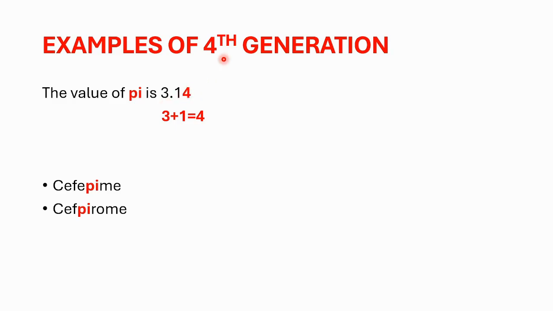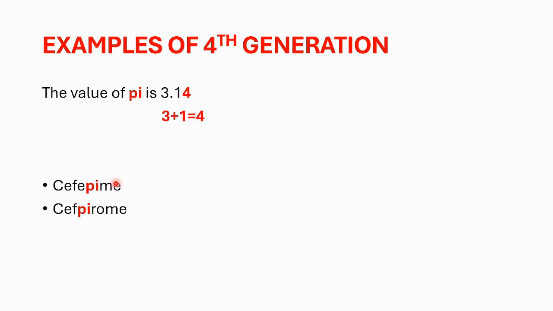So just remember, for 4 it's pi. Or the other way to remember this is, remember our bold letters, C, L, P and R, where C stands for cefaclor and cefuroxime, the L stands for lactam or moxalactam. Now comes the P, which stands for pi. So it's very easy. Whenever a cephalosporin has the letter pi in it, it falls in fourth generation cephalosporin.